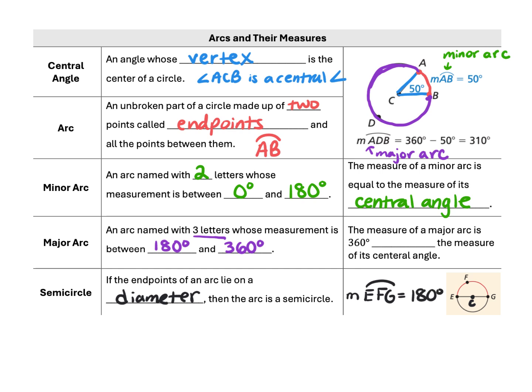And then I forgot to fill in this part. This should say the word minus. So the measure of the major arc is 360 minus the measure of its central angle. And that should say central, not central.